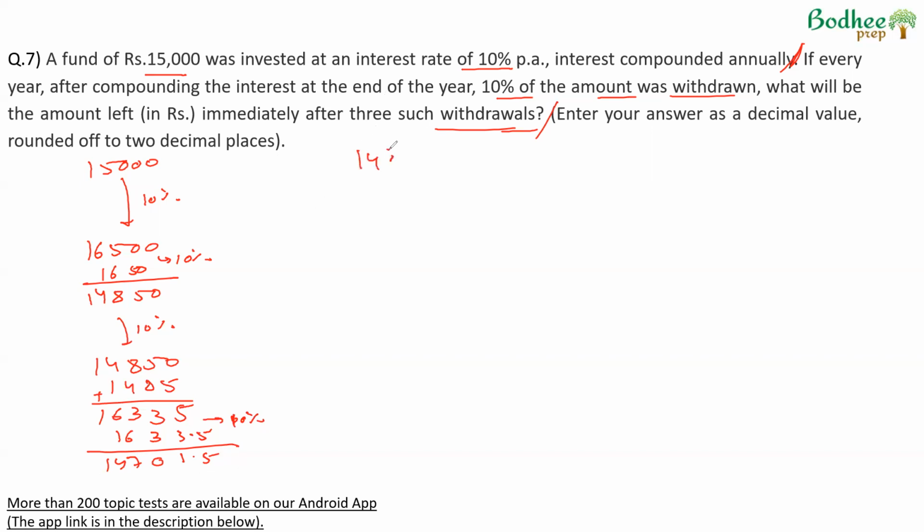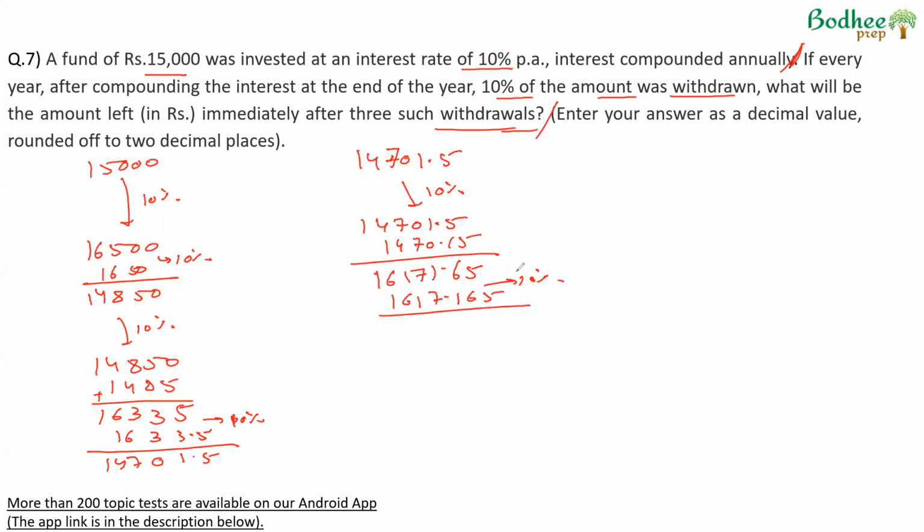In the third year, again, this amount will increase by 10%. So we add 10% to this. 14701.5, 10% will be 1470.15. So this becomes 16171.65. From this, 10% is to be subtracted. So that will be 1617.165. Because 10% is simply moving the decimal place to the left once.